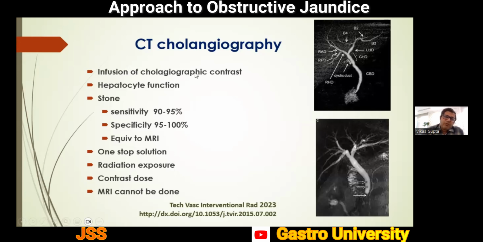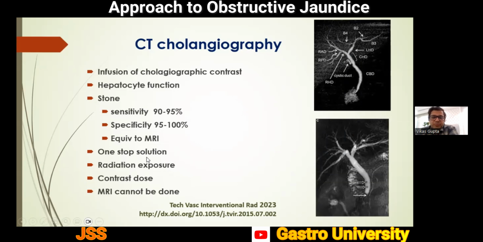Basically, what we are doing here is infusing the cholangiographic contrast intravenously, and it is dependent upon the hepatocyte function. The contrast is excreted into the bile duct, and it is better visualized by taking serial images on CT scan. With this modality, the detection of stone has a high sensitivity and specificity, as good as MRI. And people say that this can be a one-stop solution for evaluation of obstructive jaundice.